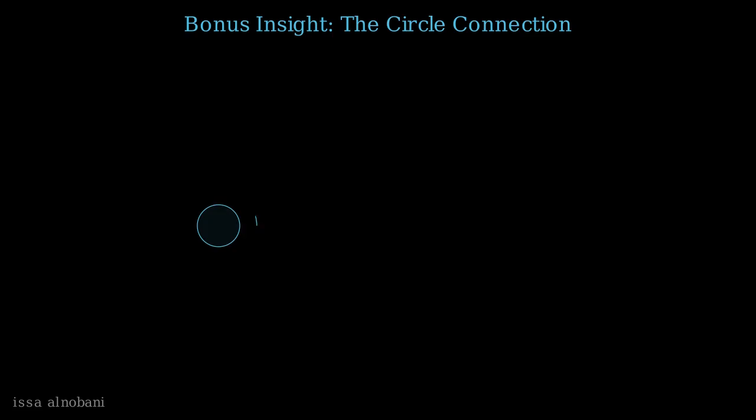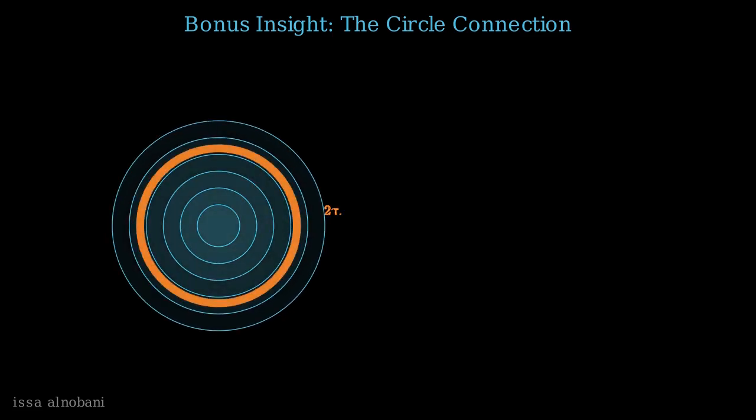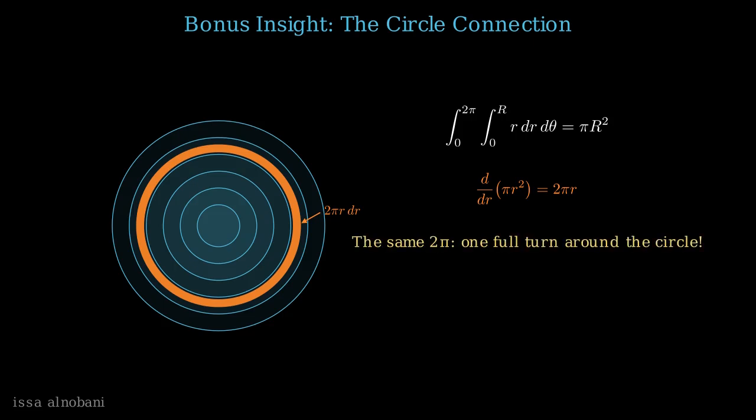Here is a beautiful insight: this same integral, without the exponential term, gives exactly the area of a circle. If you integrate r over r and theta, across a full circle of radius r, you get pi r squared. That's because a thin ring at radius r has circumference 2 pi r, and stacking all these rings from the center outward builds up the circle's area. The 2 pi in our final answer is the very same 2 pi from going once around the circle.